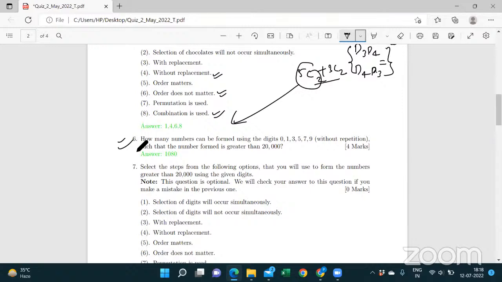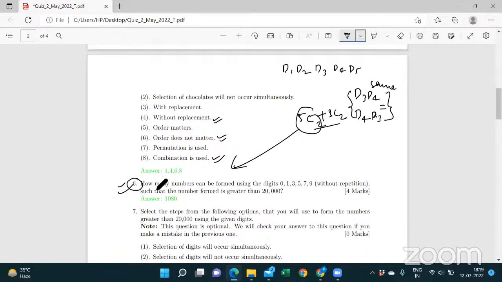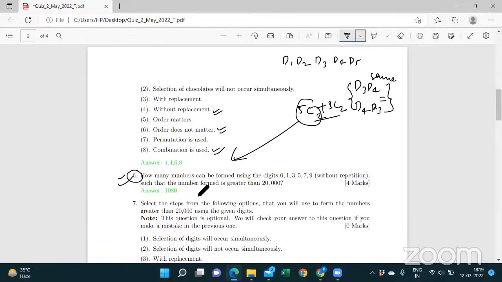Okay. So how did you approach this question? I found all the 5-digit numbers greater than 20,000, then the 6-digit numbers. Okay. And how many of you got the answer as 480? I got 1080. I got 1000. Sir, I got 480.